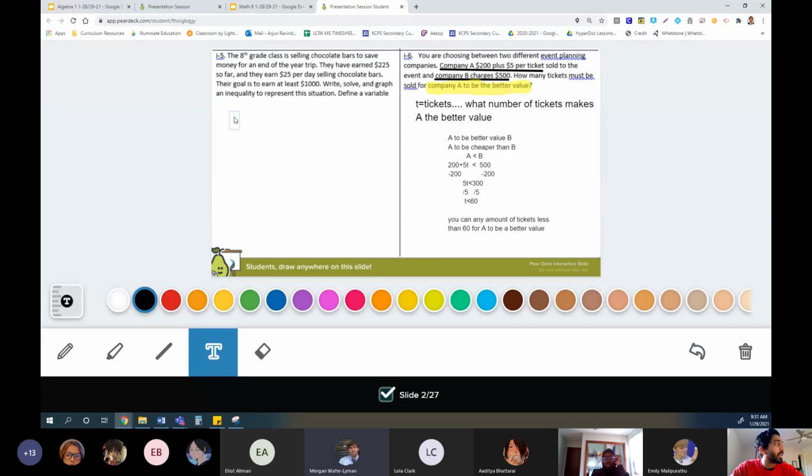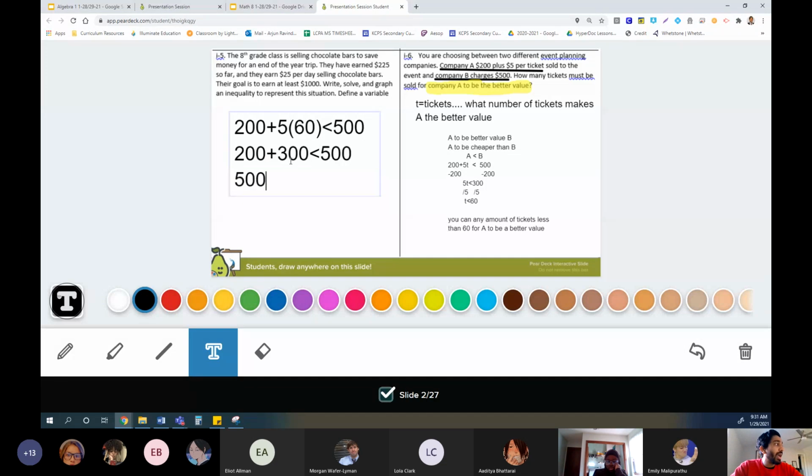Let's test it. Let's see if that includes 60. 200 plus 5 times 60 is less than 500. So we're saying what happens if you sell 60 tickets? Well, 5 times 60 is 300. Oh, I said 50 at first. It's supposed to be 5. My bad. 5 times 60 is 300. Okay. So you can see here that no, we end up with 500 is less than 500.